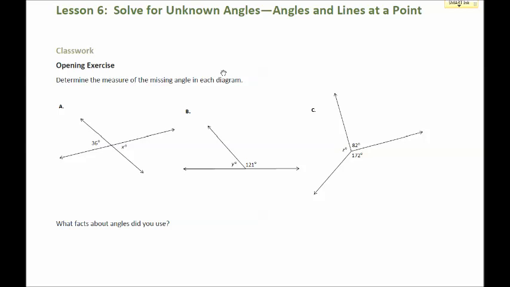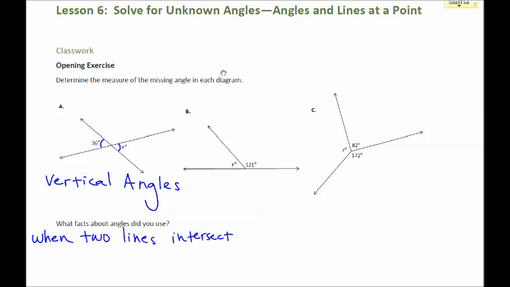We are asked to determine the measure of the missing angle of each diagram. In diagram A, we have what are called vertical angles. Vertical angles are formed when two lines intersect. The opposite angles have the same measure. So in diagram A, the measure of the missing angle would be 36 degrees.